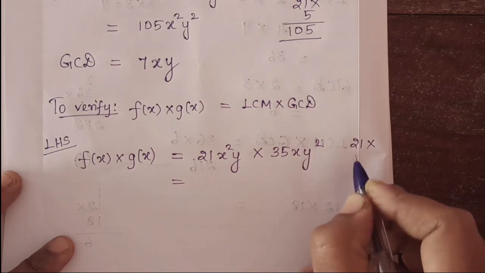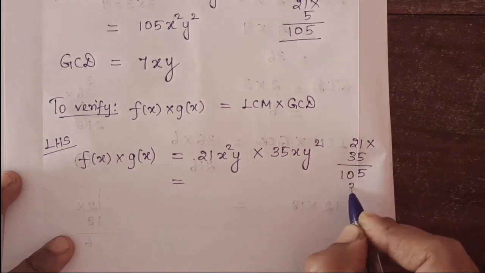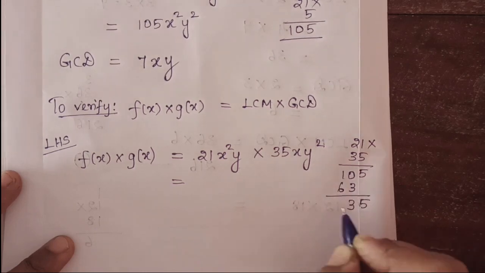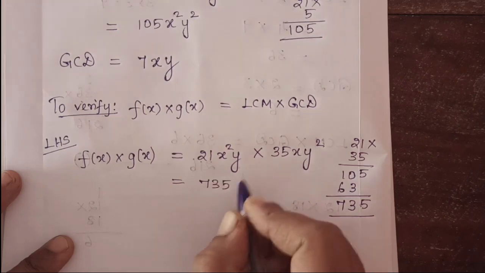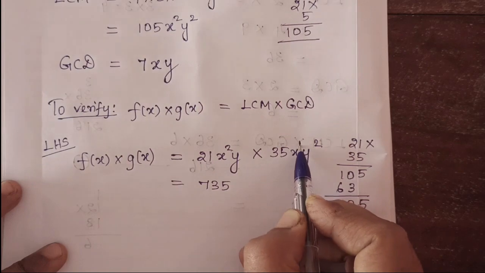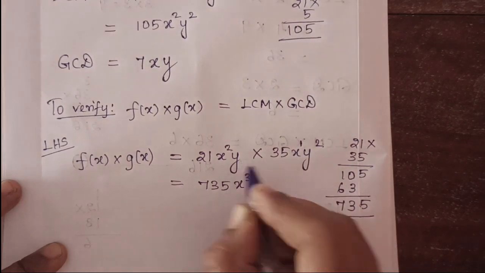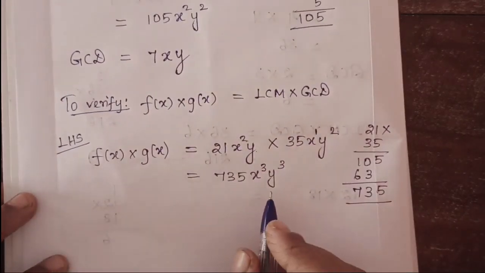It means 21 into 35. That is 5, 5 2s are 10. And again 3, 3 2s are 6. On adding 5, 3, 7. So 735. Listen here. x square into x multiplication, so we are getting x cube. Then y into y square, y cube. So LHS over.